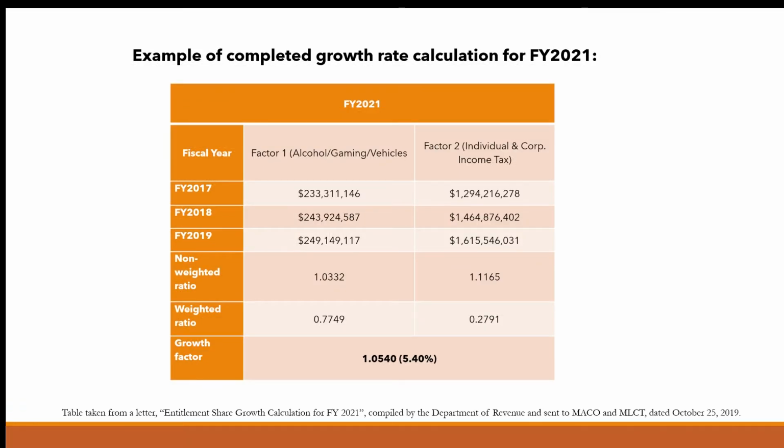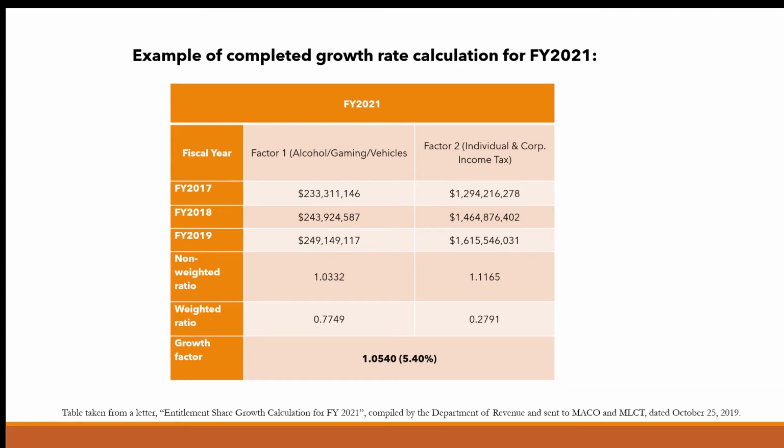This is taken from a memo from the Department of Revenue to the Montana Association of Counties and the Montana League of Cities and Towns. This comes out each year and walks through the calculation of how the department arrives at their growth rate calculation. So in that first column, or second column, technically, you can see the revenues for the first factor, alcohol, gaming, and vehicle fees. And again, that's total statewide revenue.